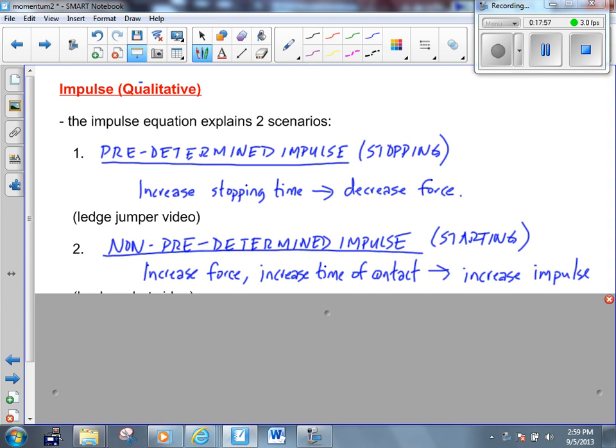So you want to hit that ball hard. You want to make that ball go fast and far. Do two things. Hit it hard and have good form. Follow through so that the ball is in contact with the bat or the club or the racket for a longer period of time. Make sense?